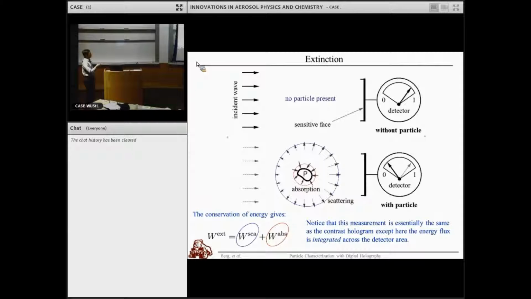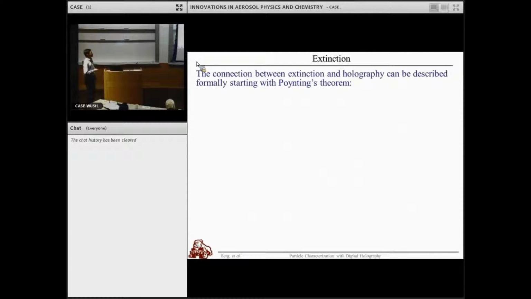But the thing to notice here is this scenario is essentially exactly the same measurement I told you about to measure the contrast hologram for a particle. You start with the background measurement, i.e. a measurement with no particles present, and then you let the particle show up and you repeat the measurement. And you take the difference between the two. That gives you the contrast hologram. The only difference here is you integrate across the whole detector to get a net amount of power that it receives, and then you are able to calculate the extinguished power. So this suggests that there's a formal connection between extinction, or the extinction cross-section, and the integral of a contrast hologram. And indeed, we can make this description a little bit more formal.